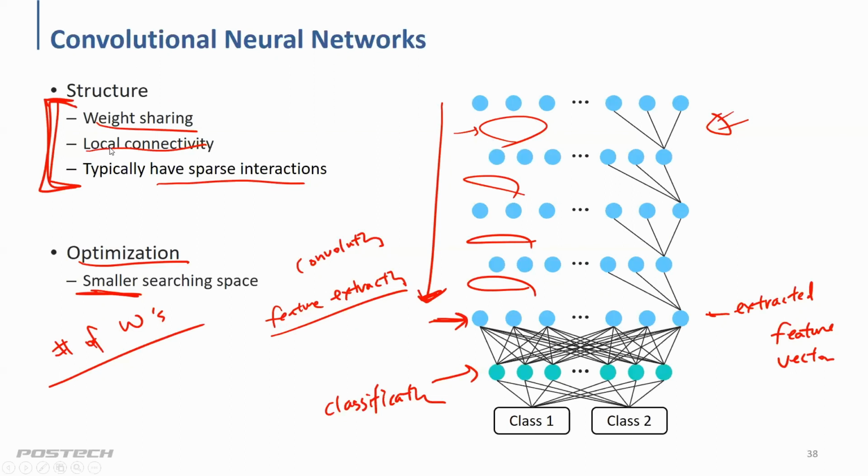You're supposed to remember that the key contributions of the CNN structure are weight sharing and local connectivity, and it generally has sparse interactions. That means you're going to have a small number of parameters that we need to estimate, that we need to learn from the data set. So that's one of the big advantages of CNN structures, especially when you have an image as input.